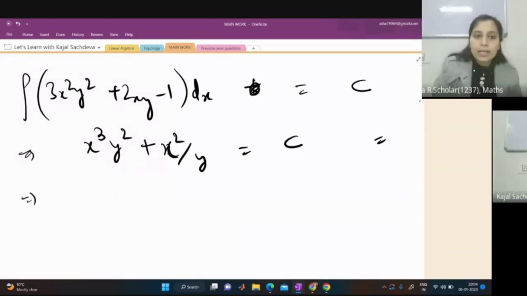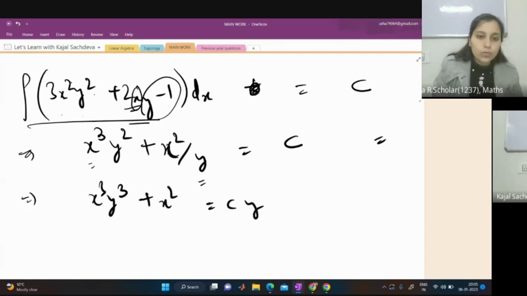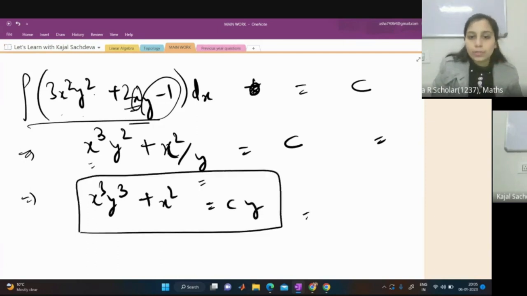We have here c, and integrating this with respect to x, keeping y constant. So we get 3x³ upon 3, so the 3s cancel out, we get x³y² plus, from here integrating with respect to x, x² upon 2, the 2s cancel, and we get x² times y inverse, written as upon y, is equal to c. Now we can multiply this whole by y also: x³y³ plus x² is equal to cy. So this is the required solution.